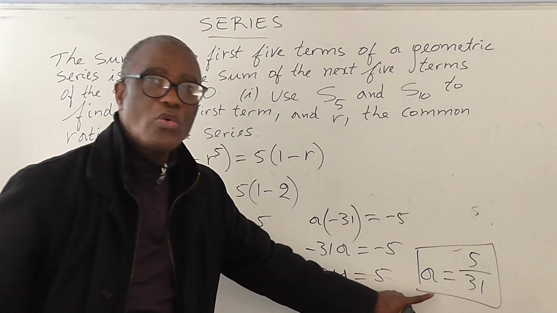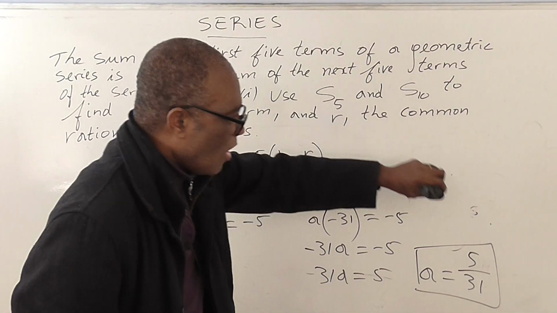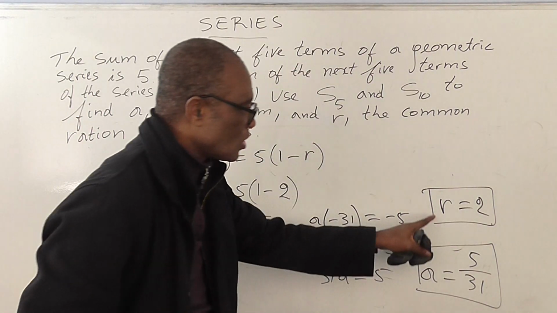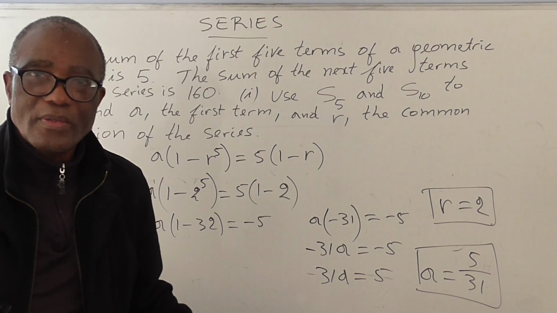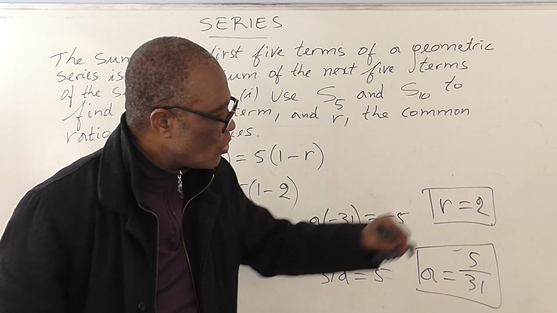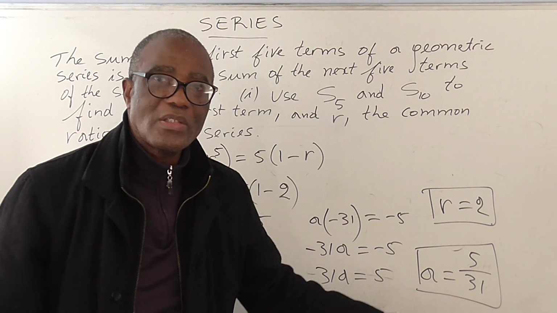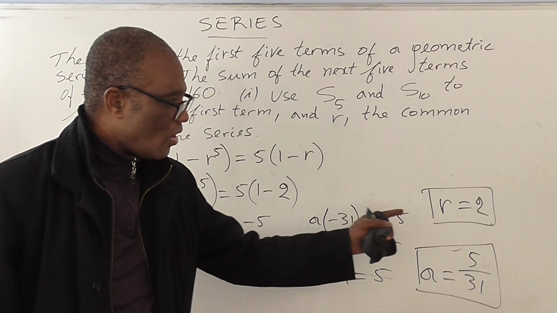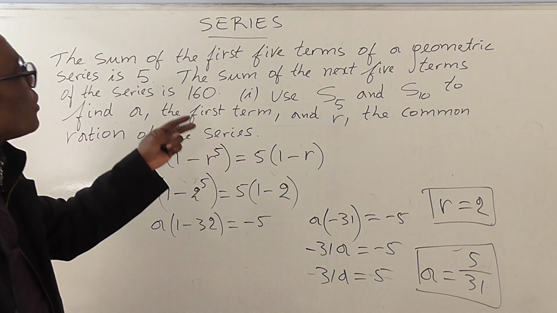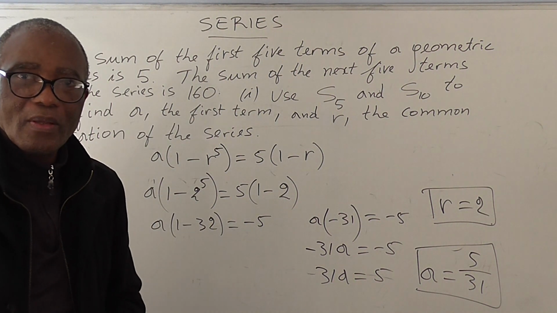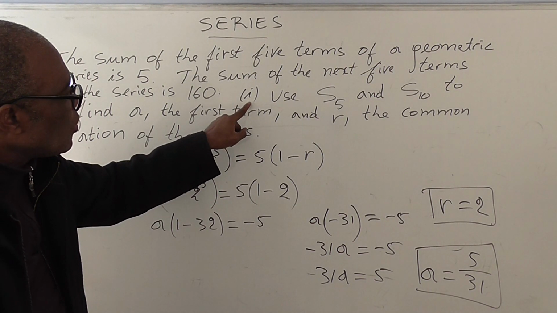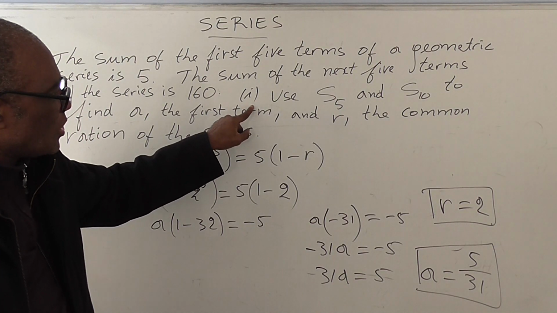So we have the value of A. R was 2 and A is 5 over 31. So I repeat, R is equal to 2 and A is 5 over 31. So we have solved our problem. Okay? But it's not finished, because remember, we say that this is the first part of the question.